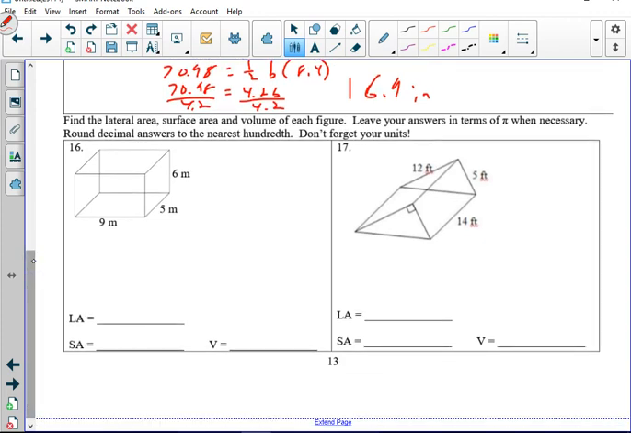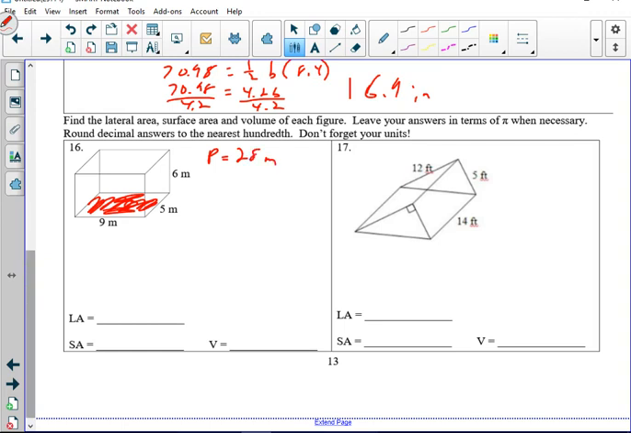Okay, find the lateral area, surface area, and volume of each figure. Leave your answer in terms of pi when necessary. Round decimals to the nearest hundredth. So first off, you have to decide what your base is going to be. Rectangular prisms are hard because you can go any direction on it. But let's say this is our base. So the perimeter of our base is 9 plus 9 plus 5 plus 5, which is 28 meters.